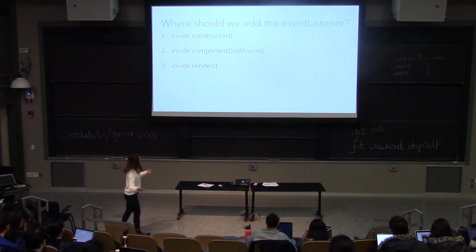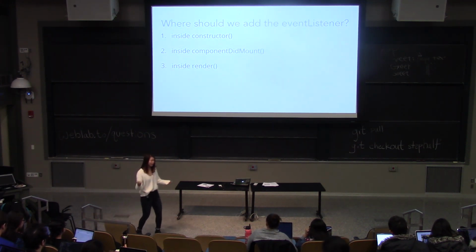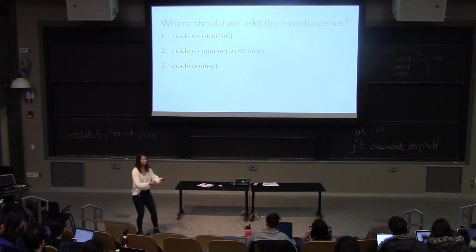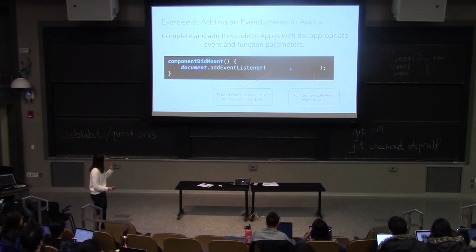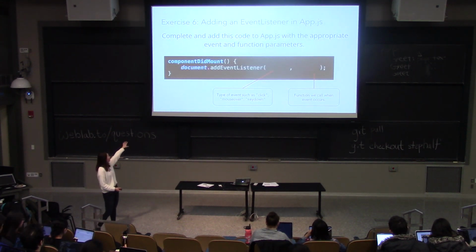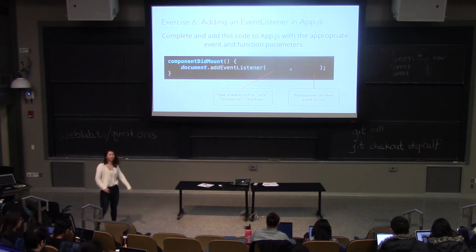So now that we've written this line, where do you think we should put this line? componentDidMount. Good. It's in componentDidMount because we can only do things to it. We can only click it, we can only press it when it's actually shown on the screen. So I want you all to finish this, add this line of code into app.js, and work with your friends.